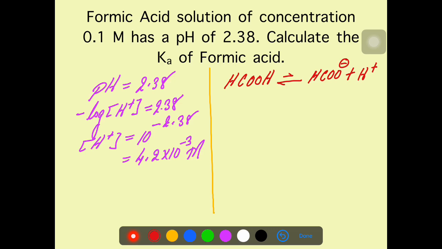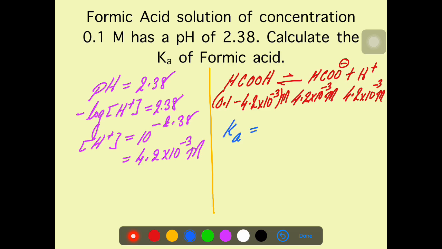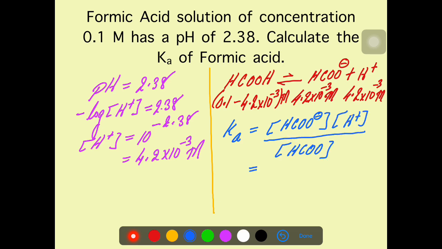The concentration of H plus ions is 4.2 into 10 raised to minus 3 moles per decimeter cube. So the concentration of HCO minus ions will also be 4.2 into 10 raised to minus 3 moles per decimeter cube. And therefore the concentration of undissociated formic acid will be 0.1 minus 4.2 into 10 raised to minus 3 moles per decimeter cube. Therefore, we can easily calculate the Ka of formic acid as it is the equilibrium constant of the above reaction.